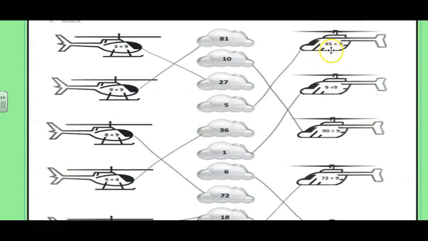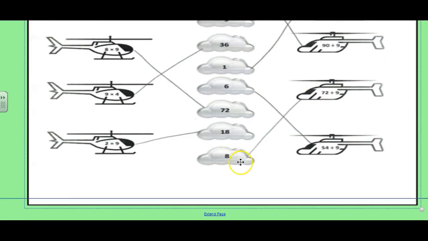Over here, 45 divided by 9 went to 5. 9 divided by 9 went to 1. 90 divided by 9 went to 10. 72 divided by 9 went to 8. And 54 divided by 9 went to 6.